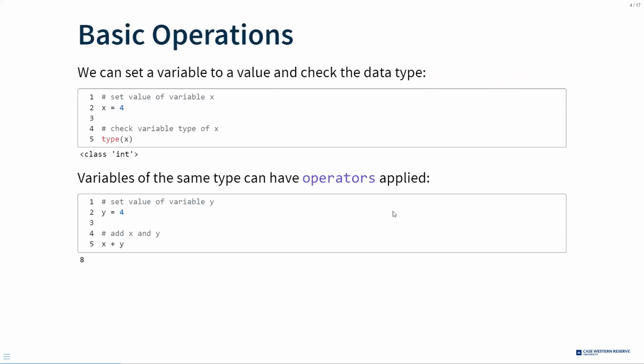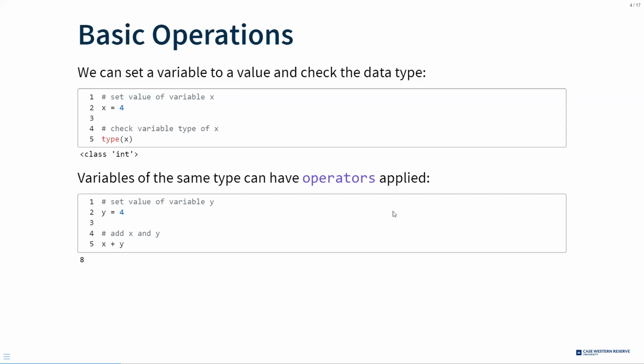And similar to R, we're able to conduct some basic operations in Python. Here we have two code chunks representing some basic functionality inside of Python. In the top code chunk, we set our variable x equal to 4. And then when we check that variable type, it shows that this is an integer type, one of the non-decimal type numbers.